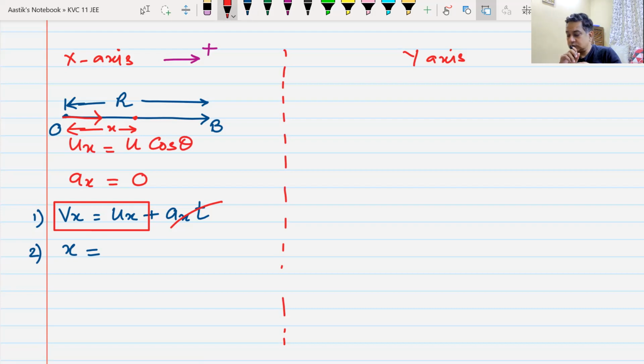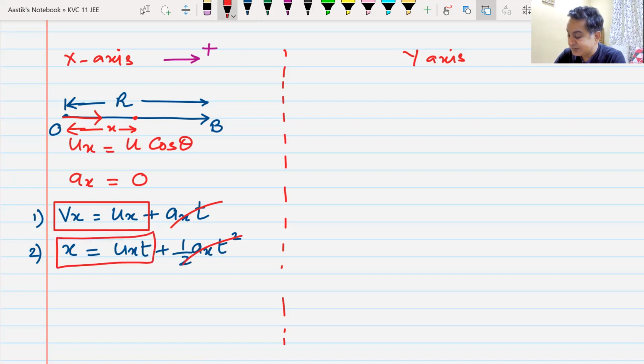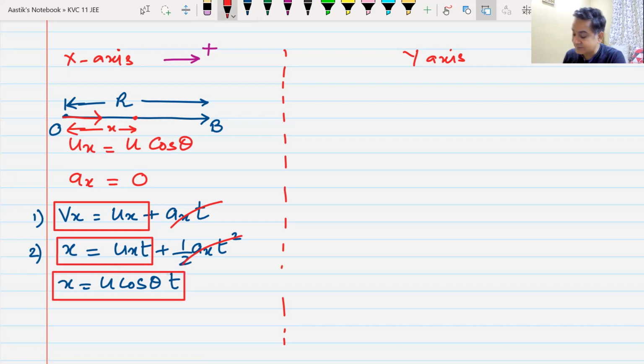ut plus half at square, sir. ux into t plus half ax into t square. I know that this ax is 0, so I will get this relation. Any position along x or displacement along x can be calculated by this form. So I can write it as u cos theta times t. So that becomes your displacement or position along x-axis.